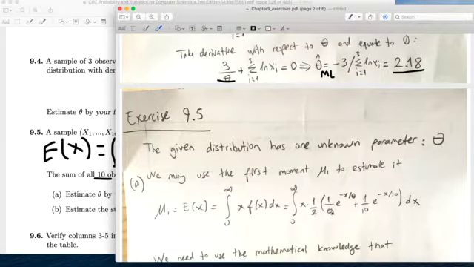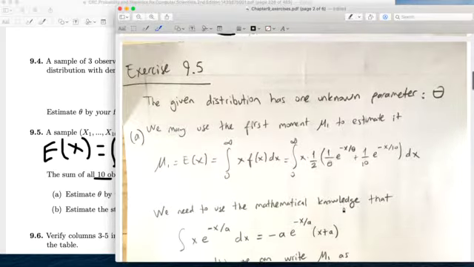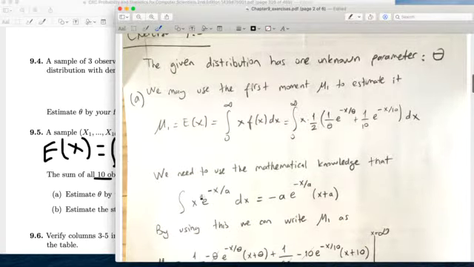1 over 2 theta is a constant which could be taken out of the integral, x times e to the minus x divided by theta. So we need to use the mathematical knowledge of how we can take the integral of something like this, x times e to the minus x divided by some constant dx. So we need to figure out how to take this integral.